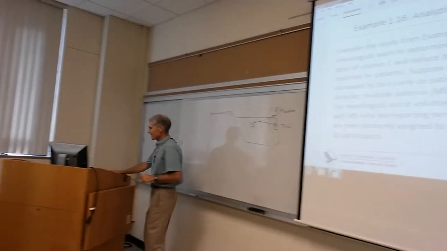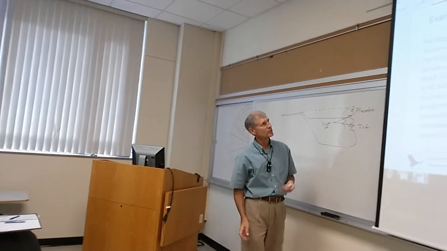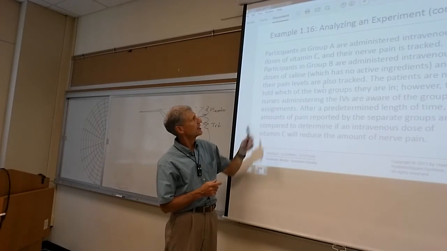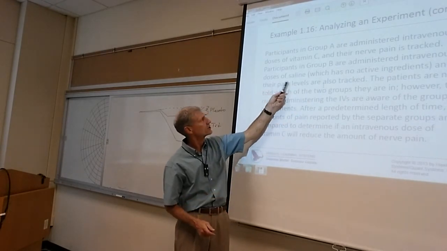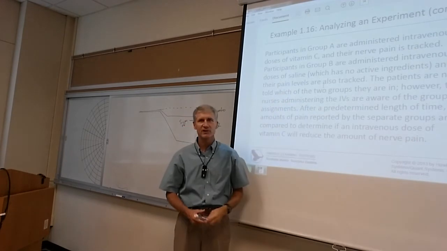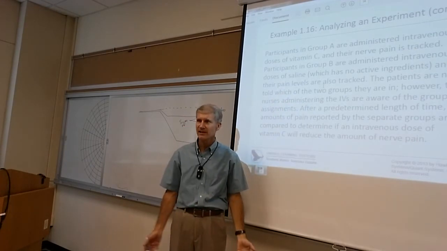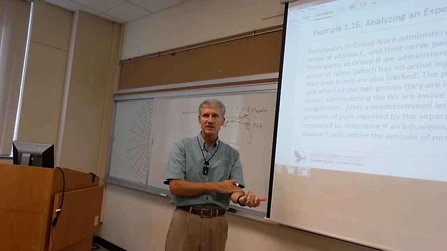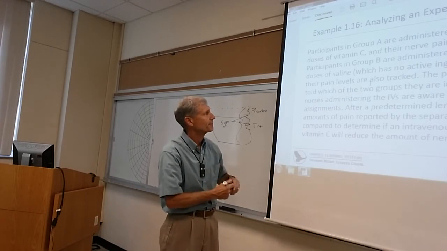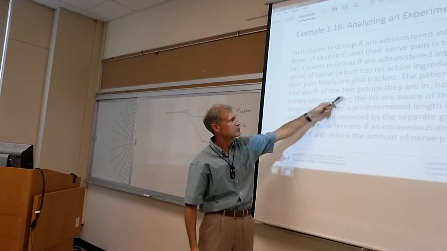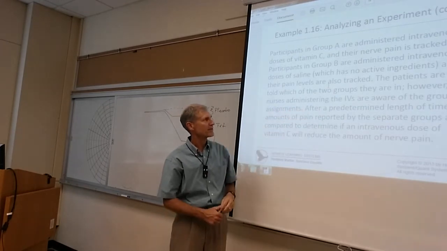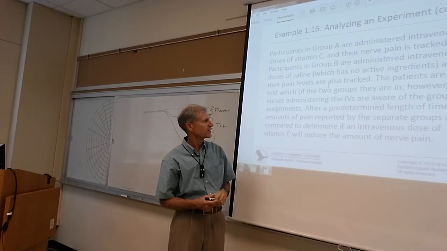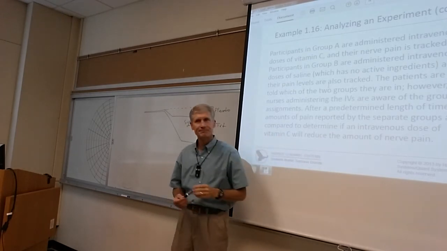All right, next page. Participants in Group A are administered intravenous doses of vitamin C, and they track their nerve pain. Group B got intravenous doses of saline, which has no active ingredients, i.e. a placebo. Right? So they get fluids into a vein, it just doesn't have any vitamin C in it. But they don't know that. The patients are not told which of the two groups they're in. However, the nurses administering the IVs are aware of group assignments. After a certain amount of time, they rate their symptoms of nerve pain.